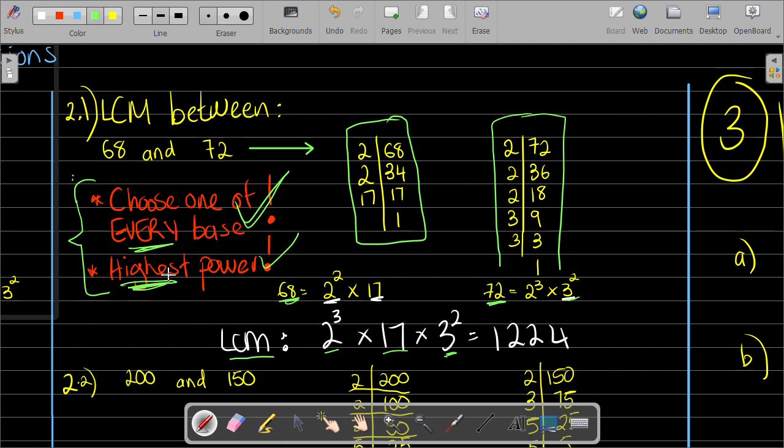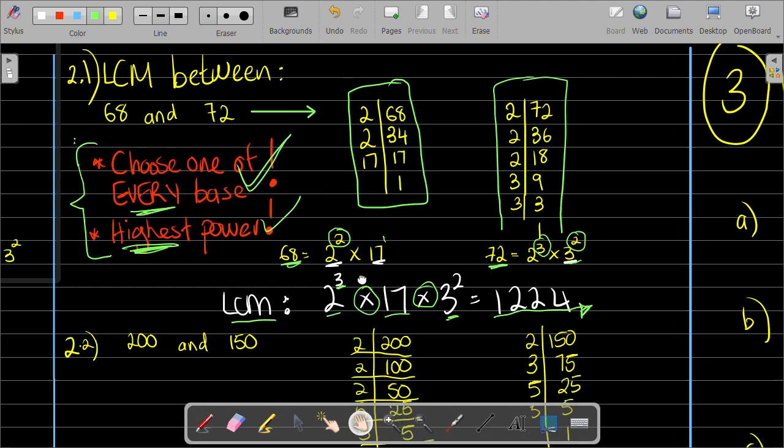The next task, we choose the highest power. So for the base of 2, we have 2 as a power over here, but we have 3 as the power over here. So we're going to choose that one. And then 17, we only have this imaginary one, so we choose that. And then for the base of 3, we only have this base of 3, so we have to choose that too. And then, guys, you multiply them together, just like HCF, and we get our final answer of 1,224.